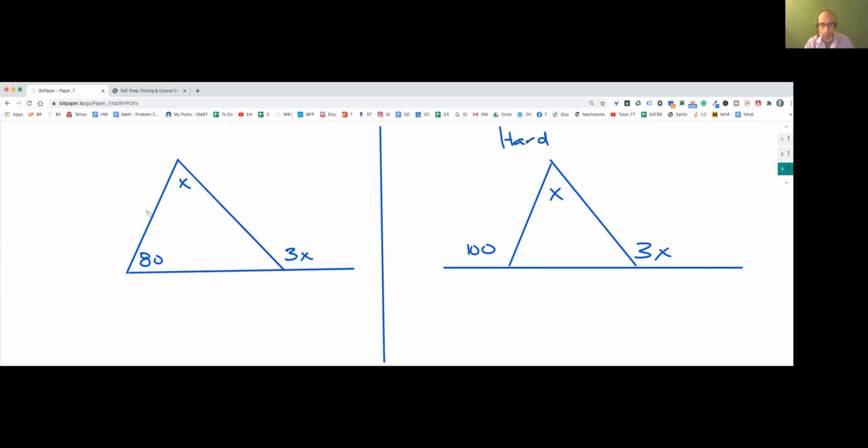Okay, so there are two problems here. I think everybody should be able to get this. Remember what we talked about with the exterior angle. That means this is equal to this guy plus this guy, and just basically solve it. So you're just going to write down 3x is equal to x plus 80. And now, how do you solve it? So think about it and solve it.